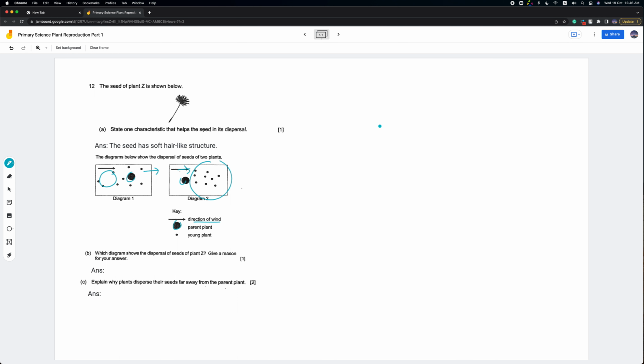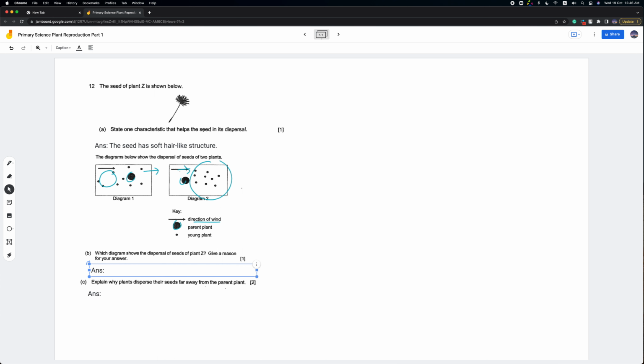Okay, of course, there's other patterns. I think I've discussed it in the previous video, in the first part. Which diagram shows the dispersal of seeds of plant Z? Give a reason. Again, give a reason for your answer.